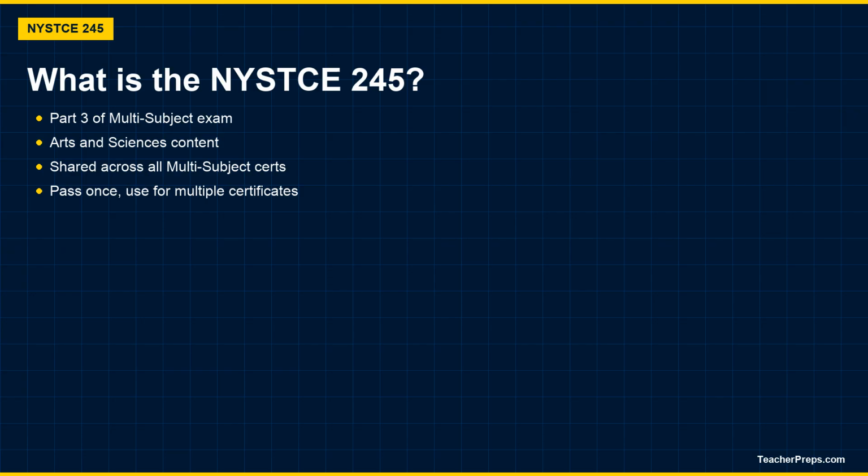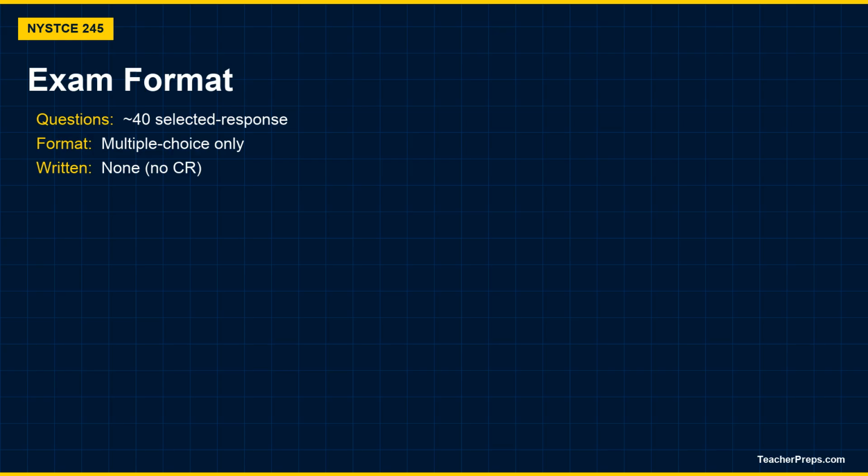Let's talk format. The NYSTCE 245 consists entirely of selected response questions. That means multiple choice. There are approximately 40 questions on this exam. Unlike Parts 1 and 2, there are no constructed response or written questions on the 245.